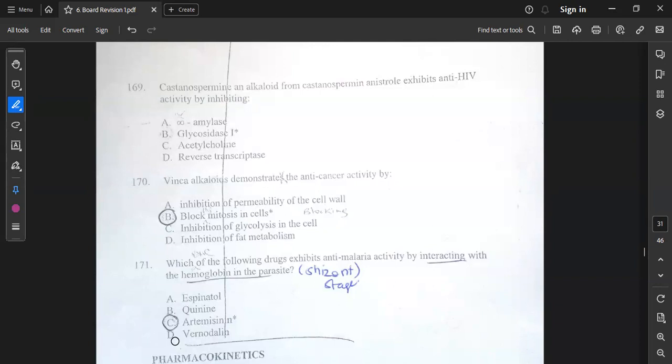So either quinine or artemisinin. But you see over here, it's saying specifically hemoglobin. When you look at the mechanism of action of quinine, does it still affect it? I'm not sure. Anybody else? Pablo has written that artemisinin reacts with iron in the heme to produce free radicals which damage proteins and other molecules in the parasite.